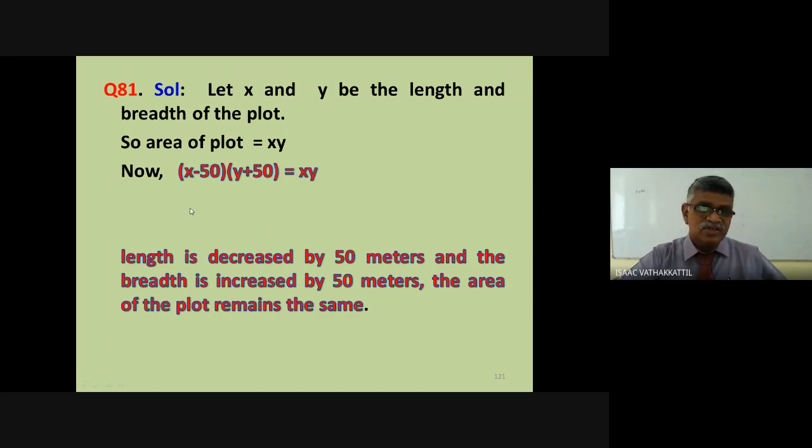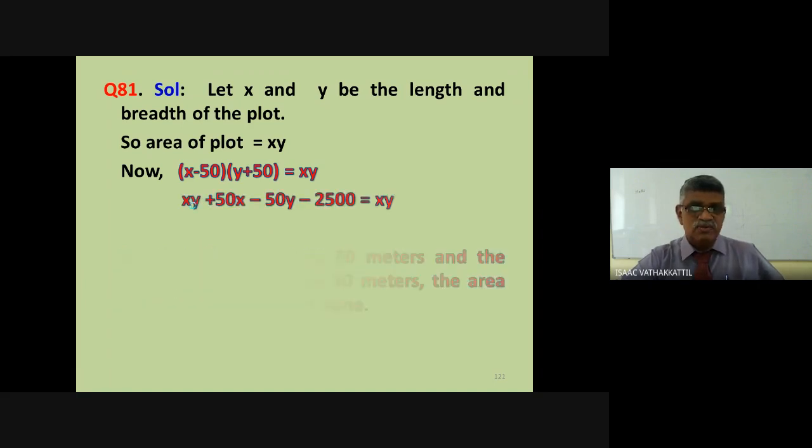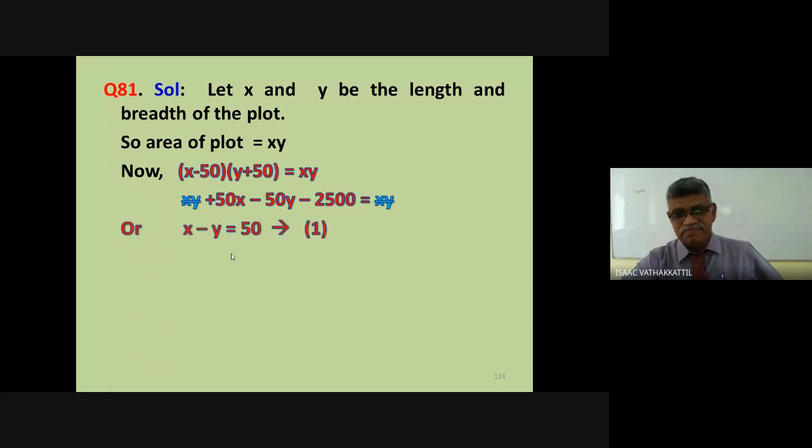If we simplify this, opening the bracket: xy plus 50x minus 50y minus 2500 equals xy. The xy cancels. You can even cancel 50 on both sides, dividing by 50. You get x minus y equal to 50. You have the first equation, x minus y equal to 50.